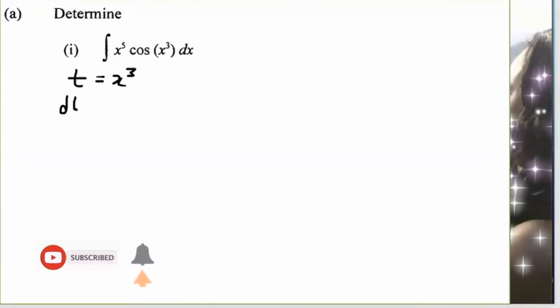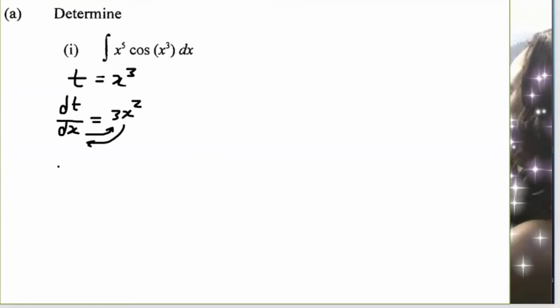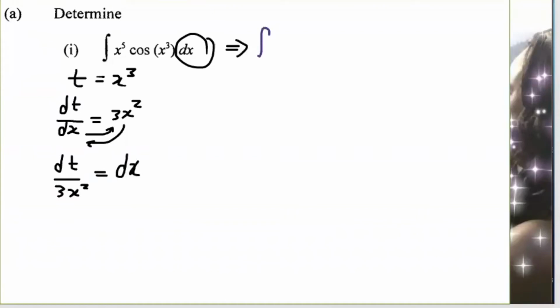Now I'm going to differentiate t with respect to x, so I have dt dx, then differentiate x cubed, so I get 3x squared. Now when I do this, it means I'm doing a little bit of substitution to simplify this. So I'm going to cross multiply, so the 3x squared will be in the denominator, so I have dt over 3x squared is equal to dx.